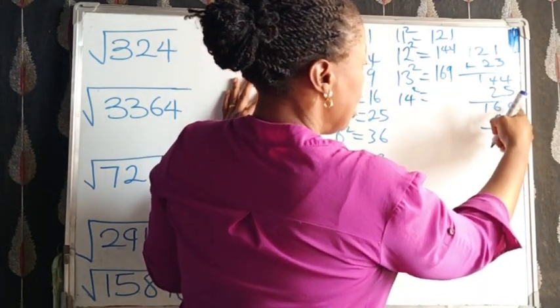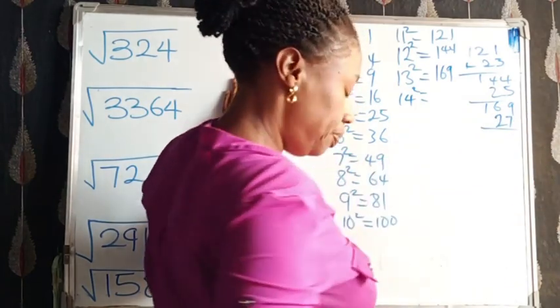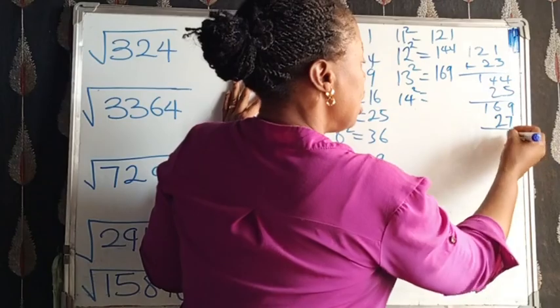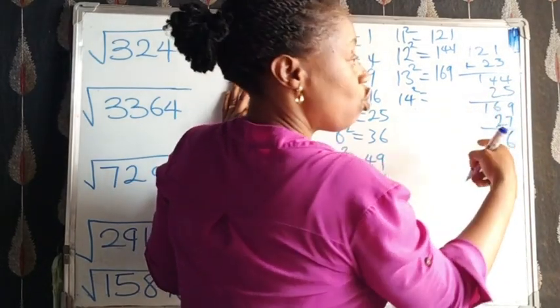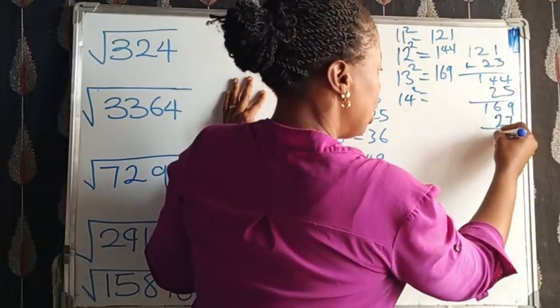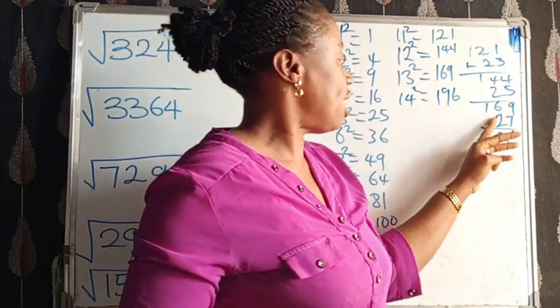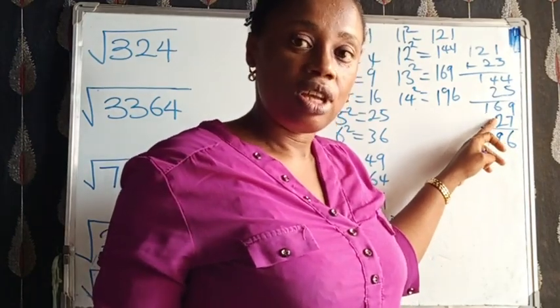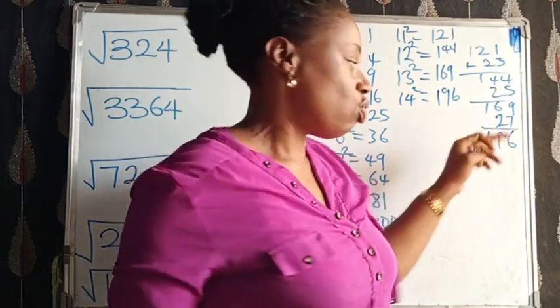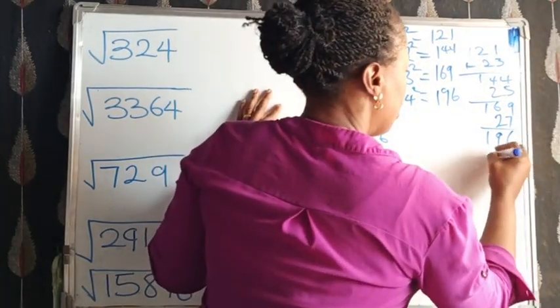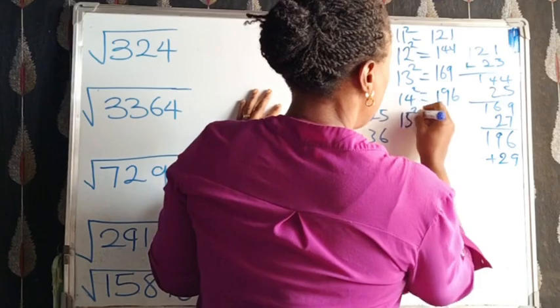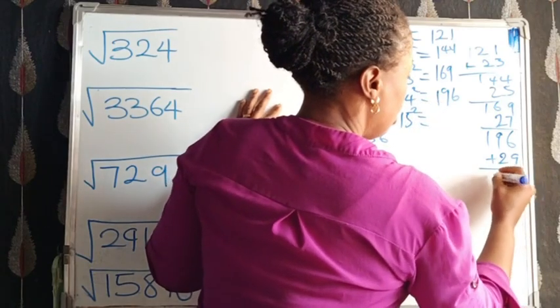So this is going to be 9 plus 7 will be 16. 6 plus 2 is 8 plus 1, 9. And then we have 196. This is 27. We add 2 to 27. 27 plus 2 is 29. We add that. It's for 15 squared.